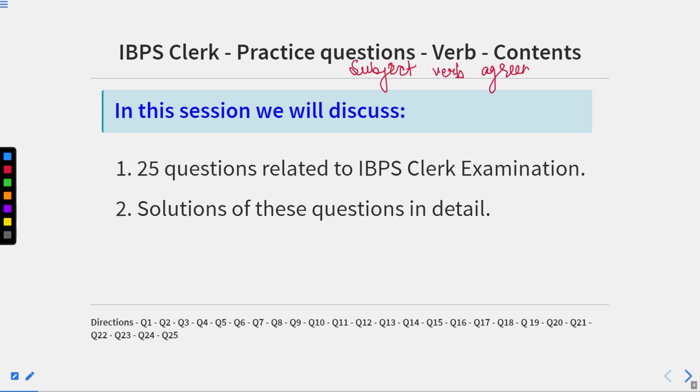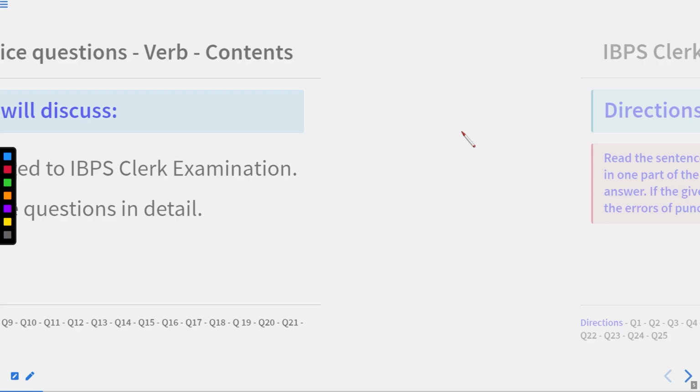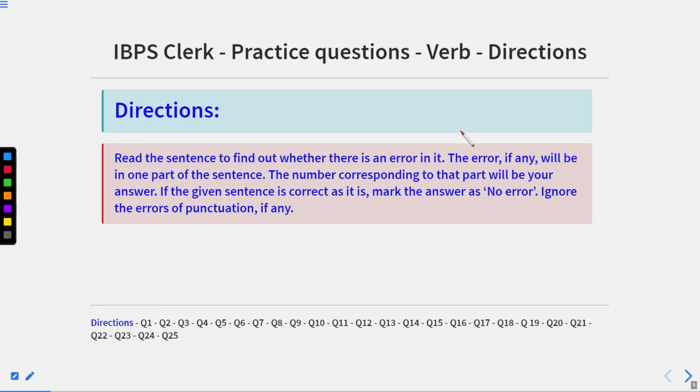Now, one more thing is there. Here we have some directions which will enable us to do these questions. So let us read these directions first. These are the instructions which will help us while we are solving the questions. Read the sentence to find out whether there is an error in it. It means these are spotting errors based on subject verb agreement. So these are spotting errors.